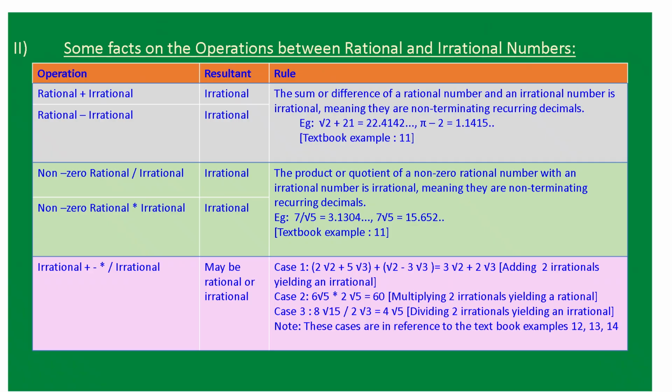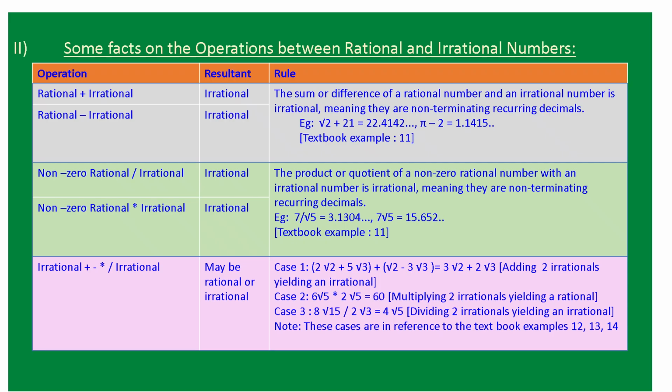In the previous slide, we were looking into the operations between any two or any three rational numbers and between any two or any three irrational numbers. Now, let's look into how these numbers behave if the operation is between a rational number and an irrational number. If you add or subtract any two, one being a rational and the other being an irrational number, the resultant is always an irrational number. You can look into the examples given.